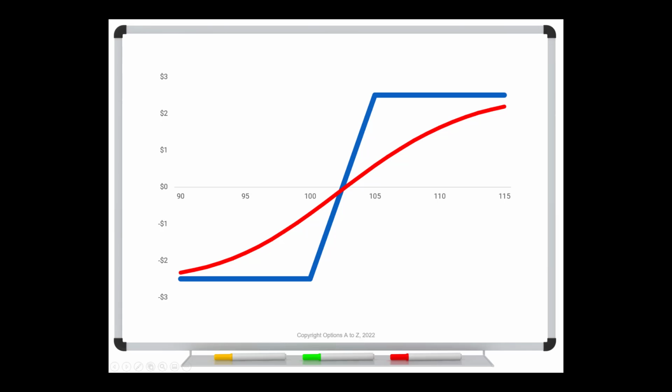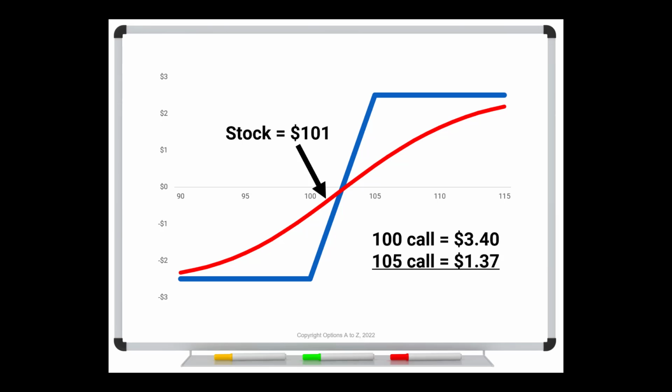All right, let's try another one. Let's put the stock down at 101. We look at our broker's platform. It says the 100 call is trading for $3.40 and the 105 call is trading for $1.37. The spread once again is the difference between these, or $2.03. But now I can tell that we have negative theta. How can I tell that?